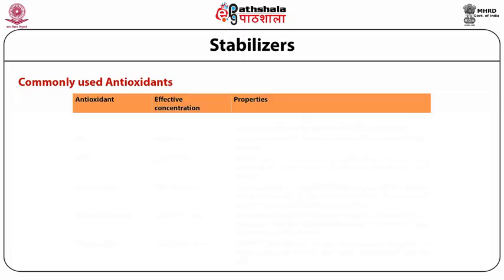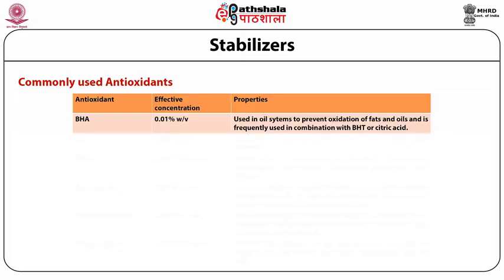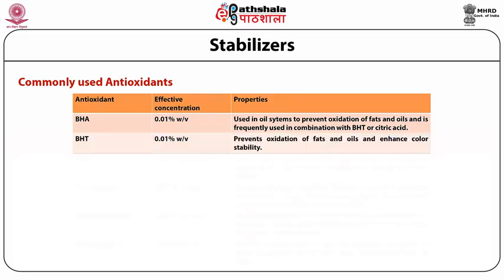The first antioxidant is BHA, that is butylated hydroxyanisole. It's used in an effective concentration of 0.01% weight by volume. It is also used in oil systems to prevent oxidation of fats and oils, and is frequently used in combination with BHT or citric acid. Second agent is BHT, that is butylated hydroxytoluene. It is also used in concentration of 0.01% weight by volume. It prevents oxidation of fats and oils and enhances color stability.